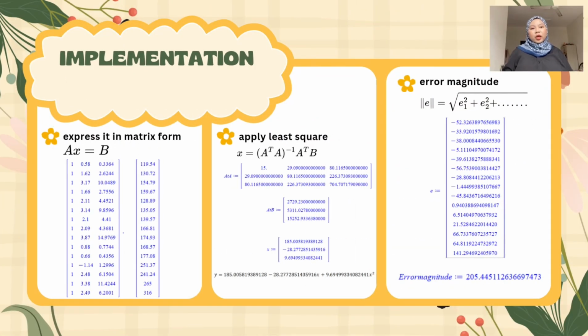Here, we work on fitting a quadratic model of the form y = a + bx + cx² to the given data using the least squares method. First, we represented the system in matrix form and computed the matrices AᵀA and Aᵀb. Then we solved the normal equations to find the best fit parameters. The resulting quadratic equation we obtained is y = 185.01 − 28.28x + 9.69x². Next, we calculated the error vector, which shows how much each predicted value deviates from the actual data points. Finally, we found the overall error magnitude, which is about 205.45, indicating the total deviation across all data points. This completes the quadratic fitting and error analysis for our dataset.